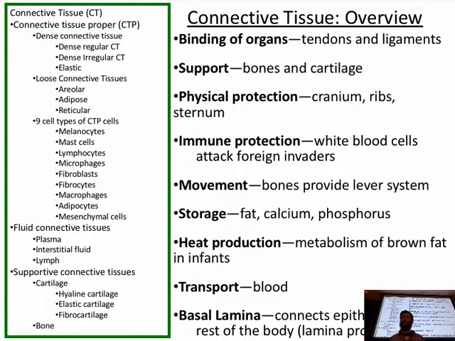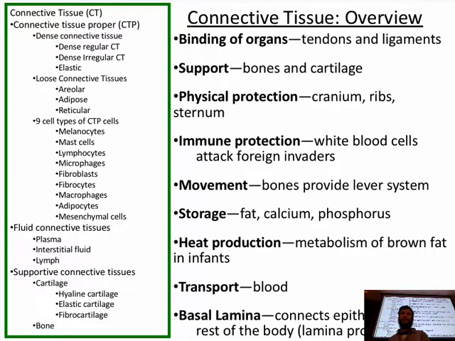Bones act as levers. Storage: we've talked about how adipose tissue is a connective tissue and stores fat. Calcium can be stored in bone, and phosphorus can be stored in bone. Heat production. So brown fat in infants is an exceptional way to do a number of things, but one of them is to generate heat.